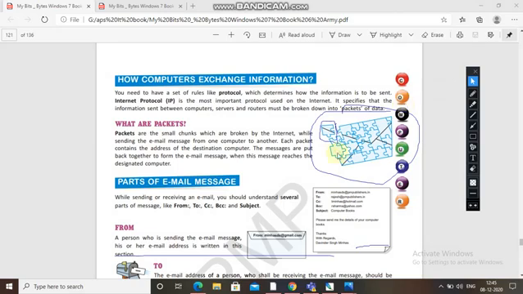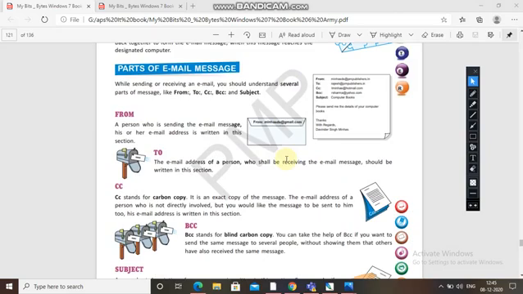Now let's talk about the parts of an email message. While sending or receiving an email, you should understand several parts of the message: From, To, CC, BCC and Subject. From is your address, To is whom you are sending to, CC is carbon copy, BCC is blind carbon copy, and Subject is about what the letter is. So the first one is From.